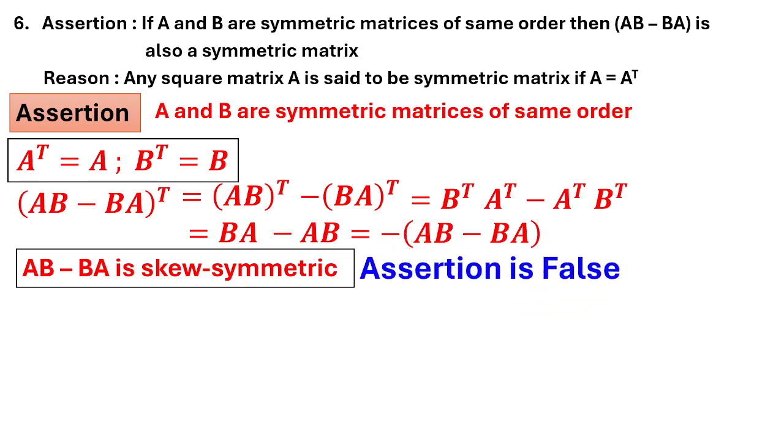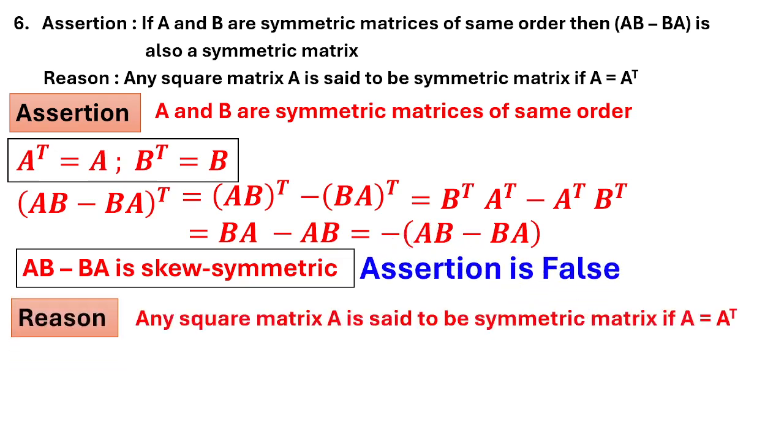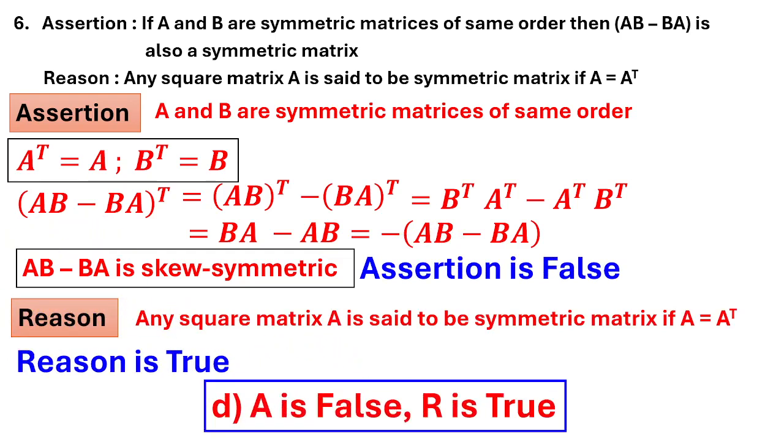Well, now the assertion is false. Reason, all of you know that it is a correct explanation for symmetric matrix. Therefore, reason is true, A is false, and R is true.